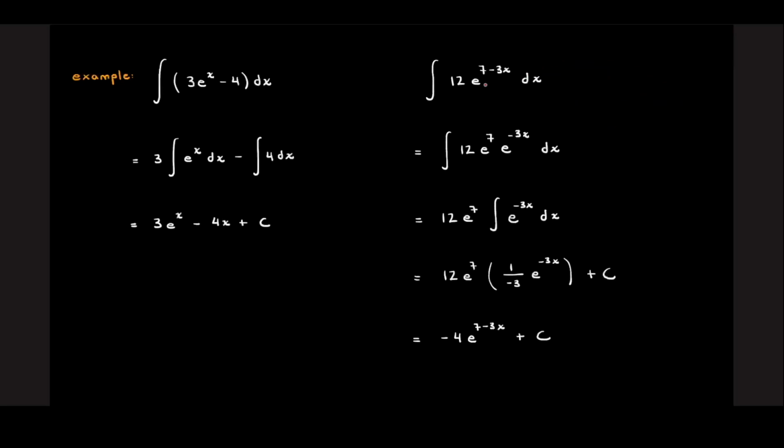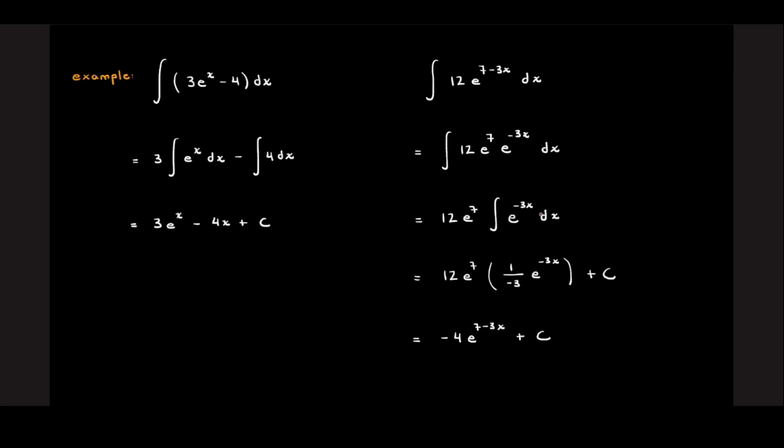To do so, we have to remember our exponent rules. We can actually split this into two different exponents. So we can write this as e to the 7 times e to the minus 3x, because if you have the same base being multiplied, you add the exponents and you get exactly this exponential. Next, 12 times e to the 7 is just a constant. It's just a number. You can just bring it out of the integral sign. And so we have to find the antiderivative of e to the minus 3x.